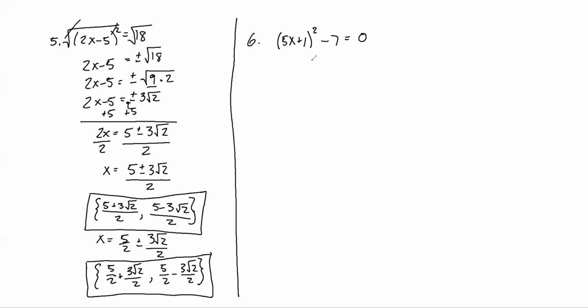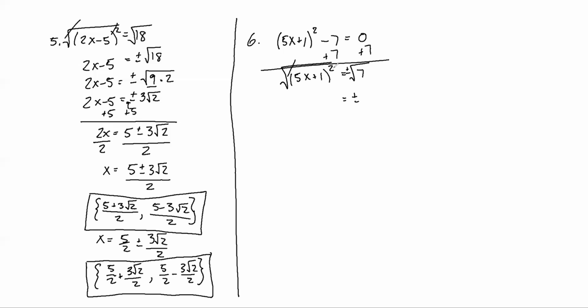Okay, so first thing we want to do is get the squared term by itself. So let's add 7 to both sides. So we get 5x plus 1 squared equals 7. Now we can square root both sides.